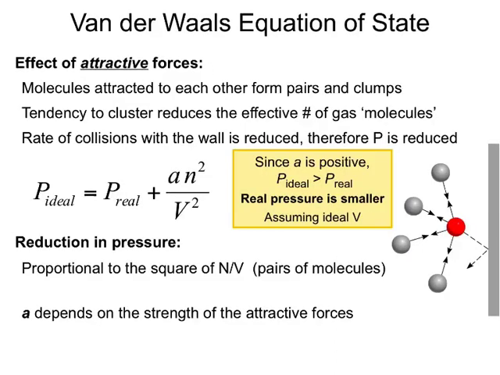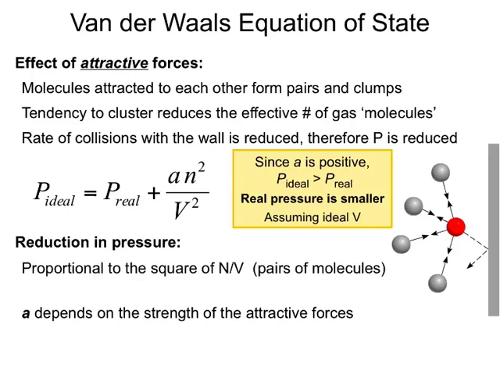Now on the flip side, the attractive forces, molecules can be attracted to each other to form clumps, which tends to reduce the effective number of gas molecules. So then the gas molecules collide with the wall less frequently, and therefore pressure is reduced. And so the real pressure is a little lower than the ideal pressure, and it's off by this term that relates to a constant a and the square of n over V.